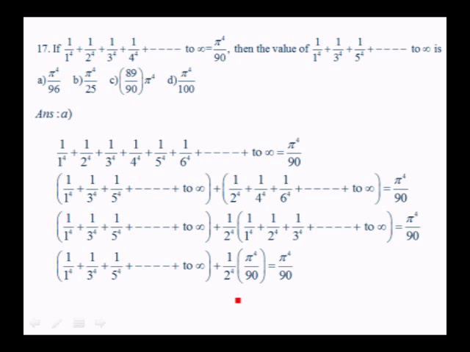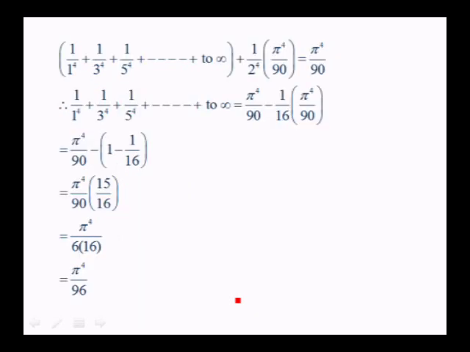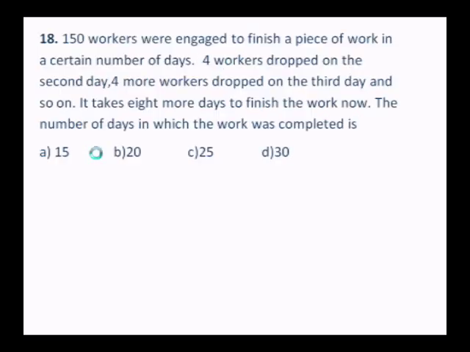So if you transfer that to the right hand side, it is pi to the power of 4 by 90 minus 1 by 16 pi to the power of 4 by 90. On simplification you get pi to the power of 4 by 90 into 1 minus 1 over 16, so it is pi to the power of 4 by 90 into 15 by 16. On simplification you will get the answer to be pi to the power of 4 by 96. The important thing is you must split the given series into two parts. So the best answer is pi to the power 4 by 96.